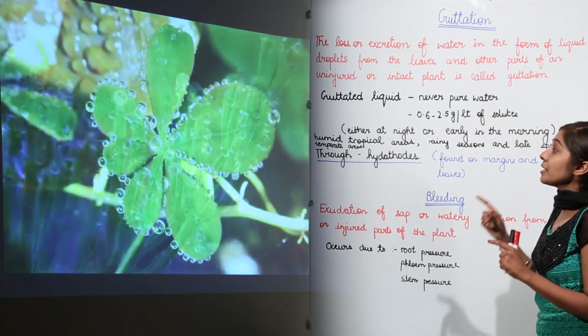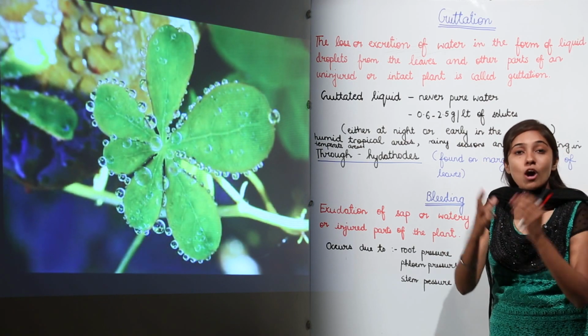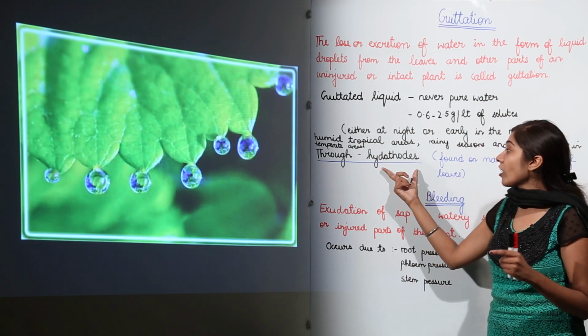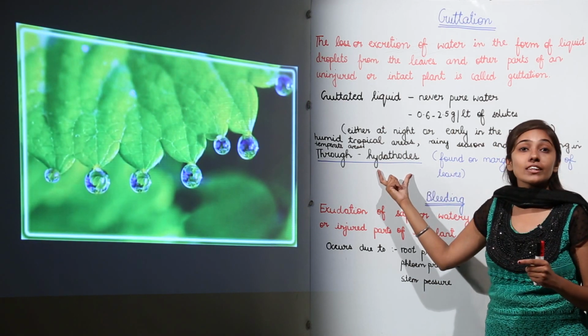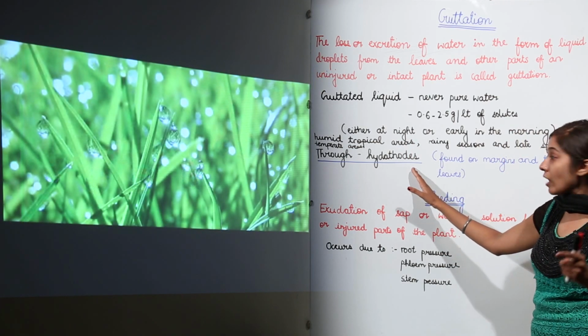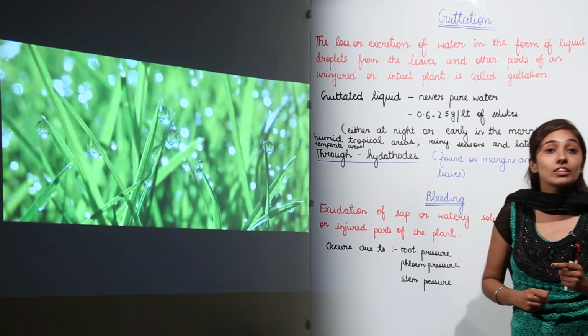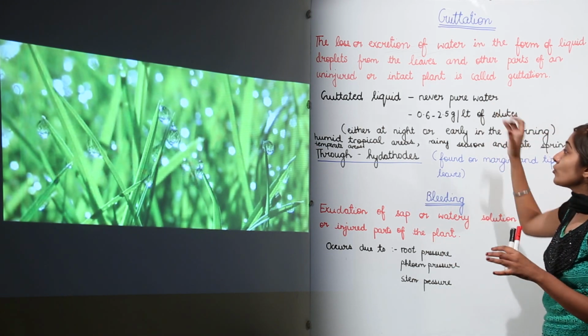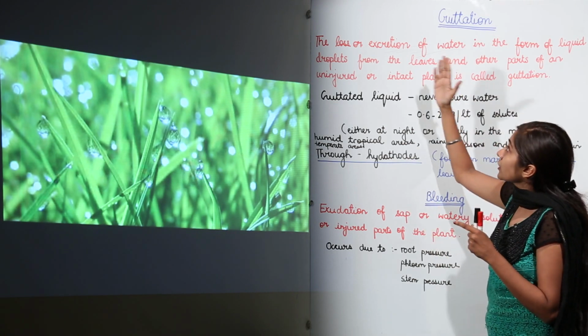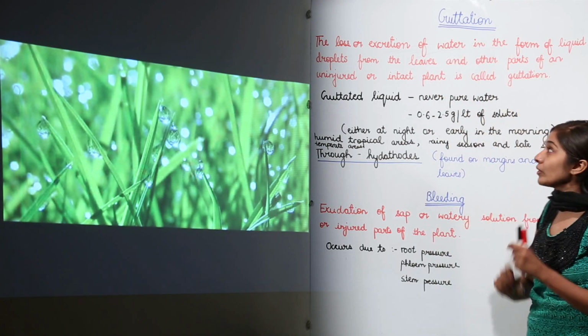Why am I saying this? Because the drops that come out from the leaf margins come out through special structures that we call hydathodes. We call them hydathodes, right? And these hydathodes are found on the margins and tips of the leaves. So what happens during guttation? Guttation is a process of the excretion of water in the form of liquid droplets.